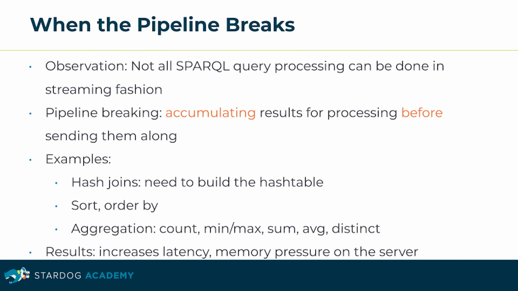So when does the pipeline break and queries start to become slower? So the first observation to make is that not all SPARQL query processing can be done in a streaming fashion. And the pipeline is going to break when we start having to accumulate results for processing before sending them along. So examples of this and key things to look for in your query plans will be hash joins, where we have to build a hash table, sorts and order bys, where we have to have the data in place to perform the algorithm, and then aggregations like count, min-max, sum, average, and distinct. Now, the results of a pipeline break are going to be increased latency and memory pressure on the server, as we have to start accumulating these results to process them.